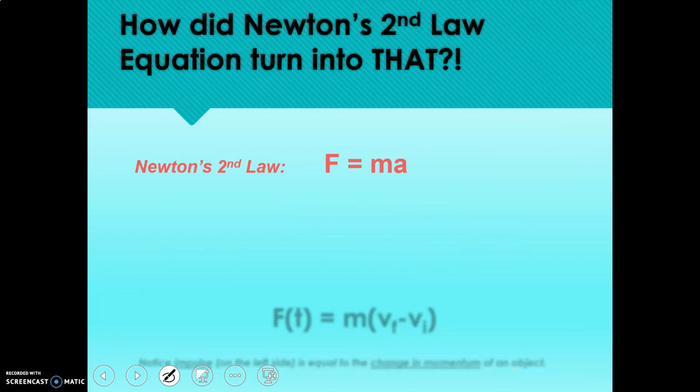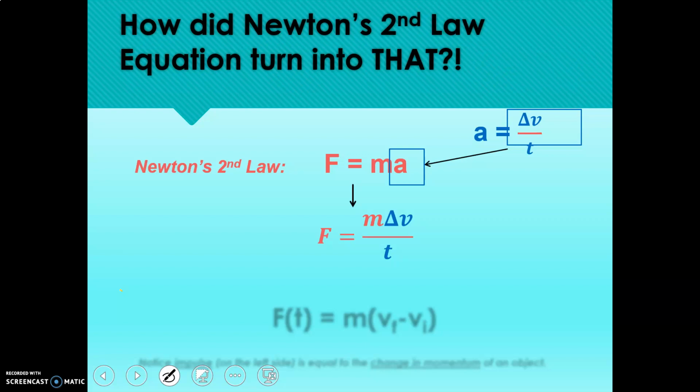Okay, so how did these equations even merge together like this? So we actually took Newton's second law and we just manipulated it a little bit. So Newton's second law says force equals mass times acceleration. All right, and we also know that acceleration can be written in this format. So acceleration is the change in velocity over time. So that means we could plug in the change in velocity divided by time in place of A.